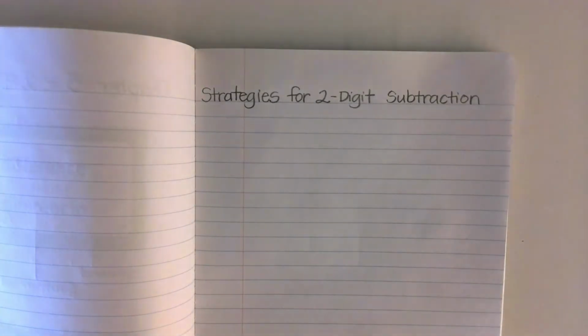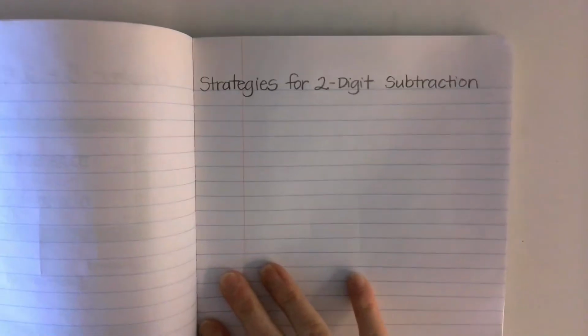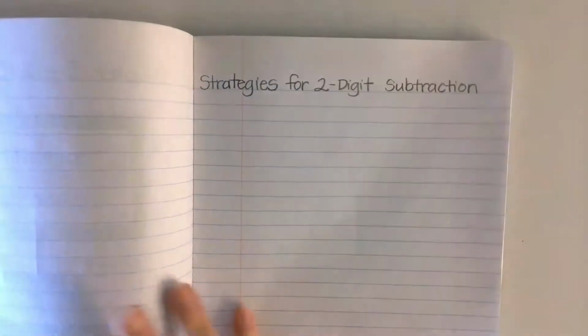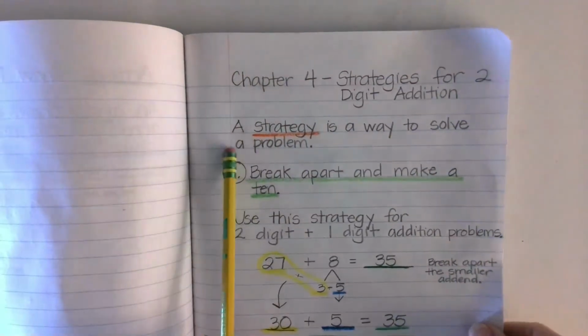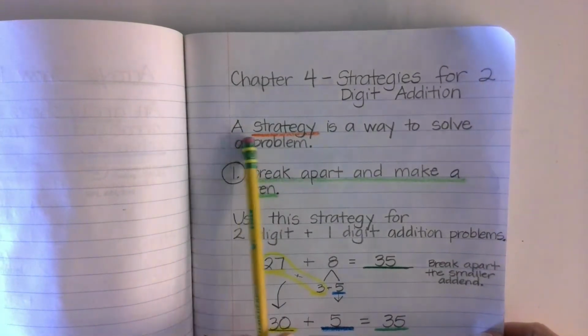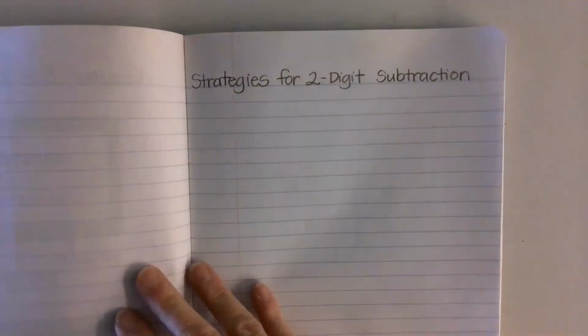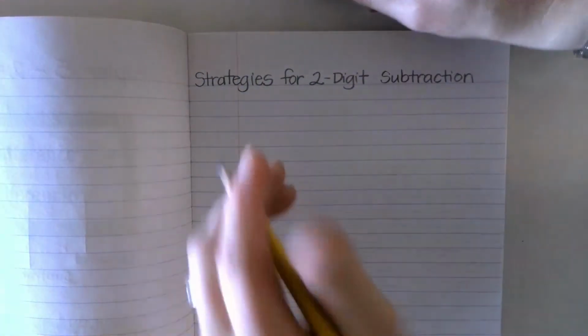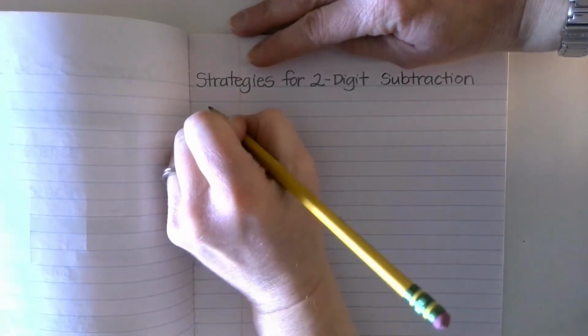If you remember, what is a strategy? Who can tell us what is a strategy? Something that can help us do something. Absolutely. A strategy is simply a way to solve a problem. We even wrote it back here at the beginning of chapter 4, right here on page 29. A strategy is a way to solve a problem. So let's write that again just so we remember.